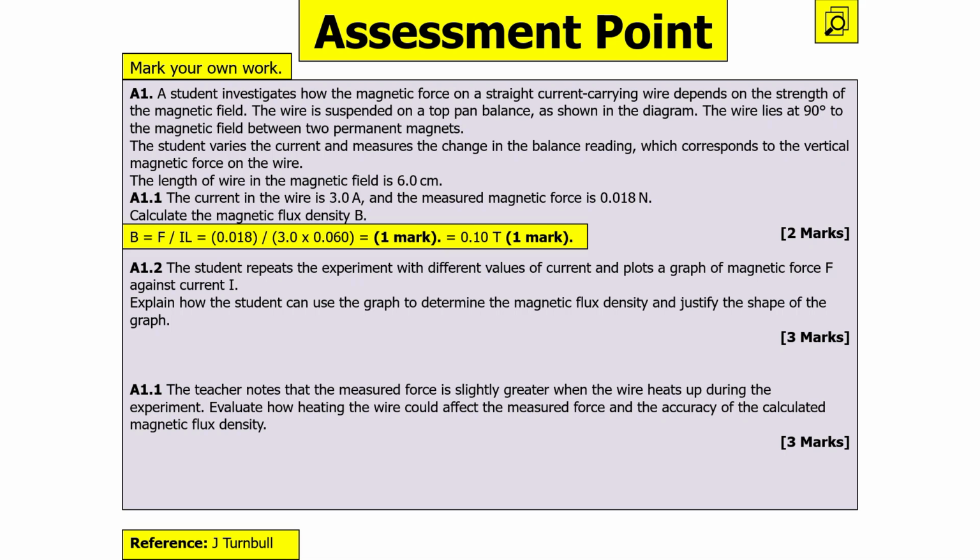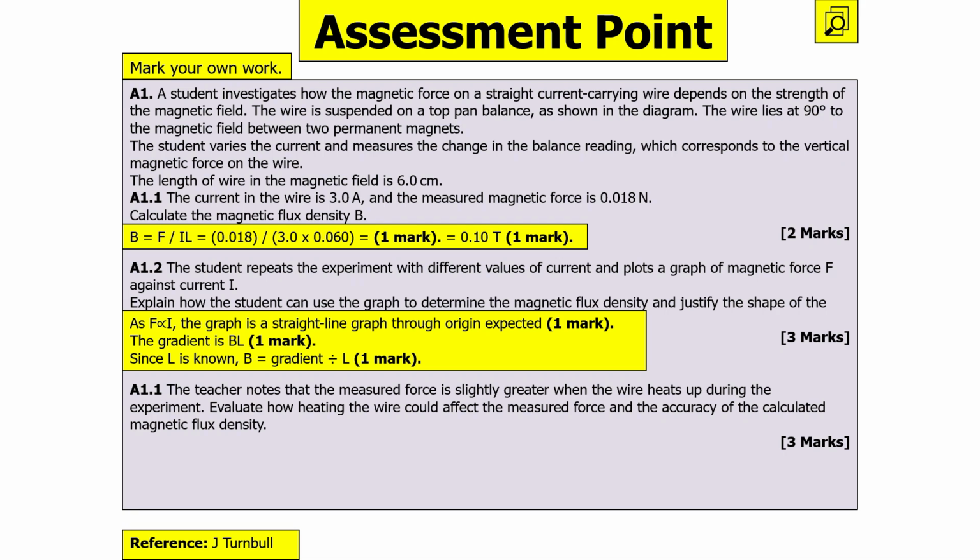In our first one, we know B is equal to F over IL. Pop in all the values and we get 0.10 teslas. Now, as we know, F is proportional to I, so the graph will be a straight line graph through the origin. The gradient of the graph will be BL from looking at the equation. Now, since we know L, we can work out B as the gradient divided by L.